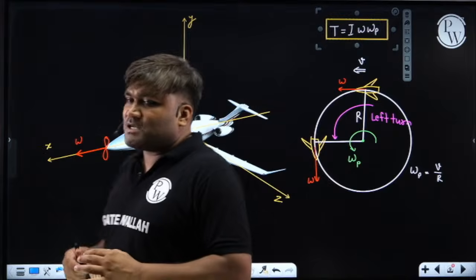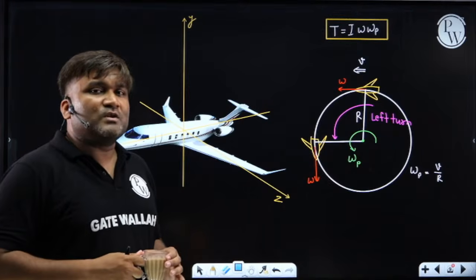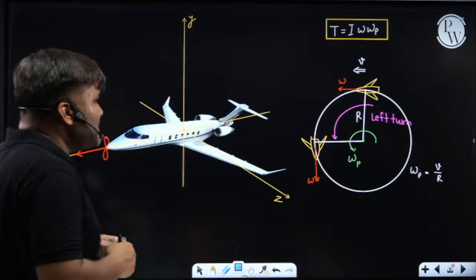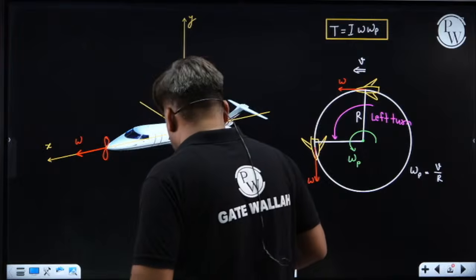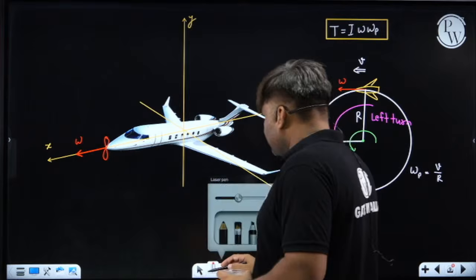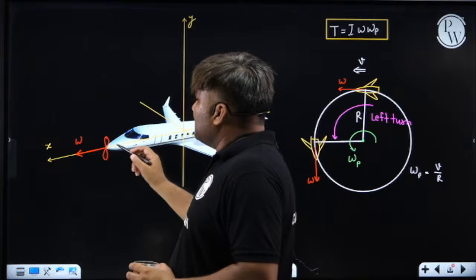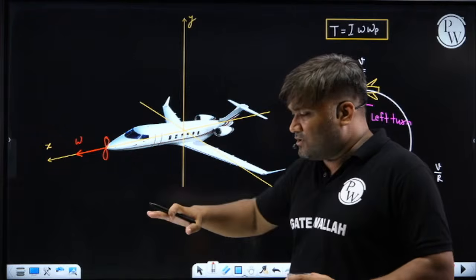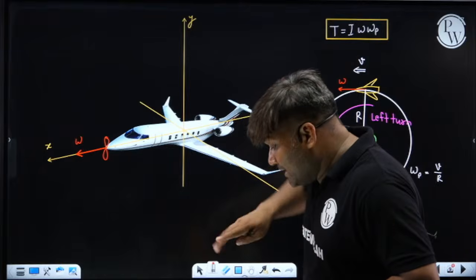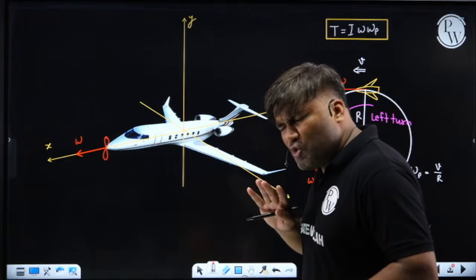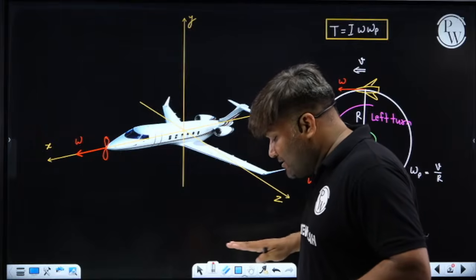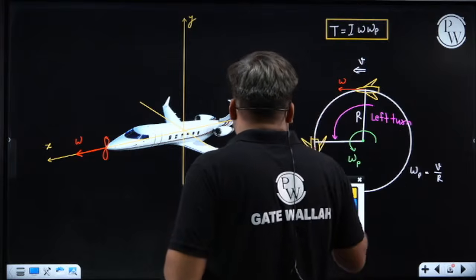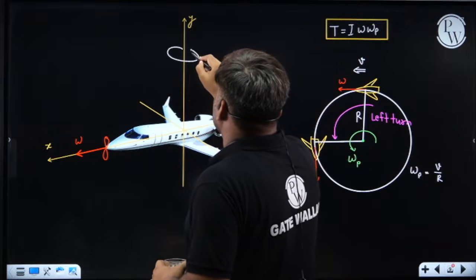The major problem starts when we have to find out what the effect is. How do we find out the effect? Let me tell you that. Careful. Sir, if we are taking a left turn, this plane is moving and it is taking a left turn, so from the top, how is its omega p? Pure game of imagination. If we are taking a left turn, from the top we are moving anti-clockwise. Anti-clockwise looks like this.